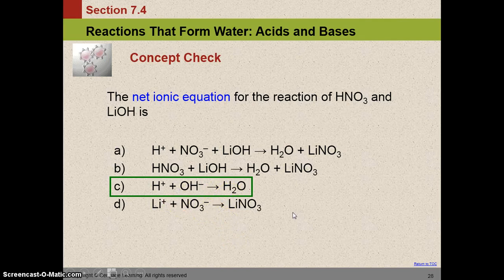That's going to conclude this lecture for reactions that form water, which are reactions dealing with acids and bases being put together. In order to be really good at this, you need to practice doing some more net ionic equations, not just with acids and bases, but with other compounds as well, forming precipitates, and also to memorize the groups of strong acids and strong bases that your book gives you.